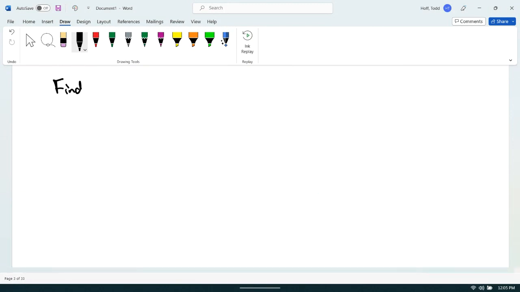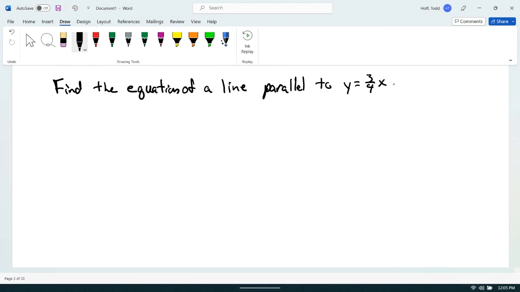So find the equation of a line parallel to y equals 3/4 x plus 2 and through the point 8, 1.